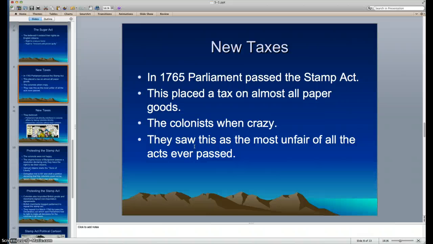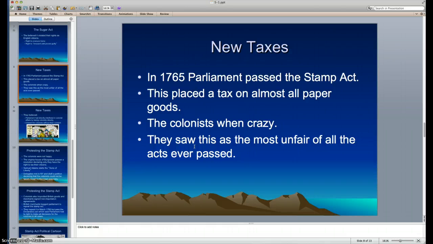So if you bought playing cards, newspapers, books, wills, Bibles, doesn't matter what you buy. If it is basically a paper good, you had to go to the tax collector, and he would give it a rubber stamp, just like you would see today. It would have kind of the royal crest on it. He would rubber stamp it with ink, and you would say that you had paid your tax for that good.